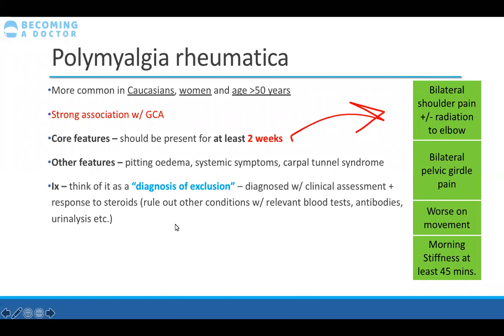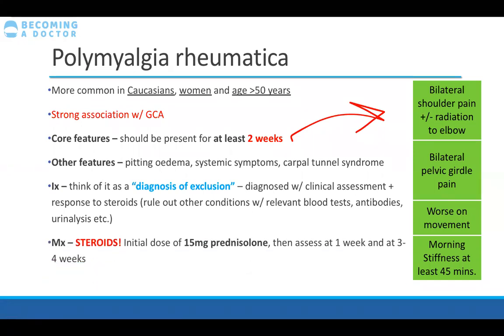And in terms of investigation, I like to think of it as a diagnosis of exclusion, sort of like IBS and GI. So you diagnose it with your clinical assessment, and then you give steroid and see how they respond to it. But of course, before you do that, you also want to rule out any other condition. So you can do some baseline blood tests, antibodies, urine analysis. It depends on how the patient presents. It depends on your clinical judgment. So you want to rule out anything more severe, and then you want to diagnose them and start them on steroids. So steroids is the management.